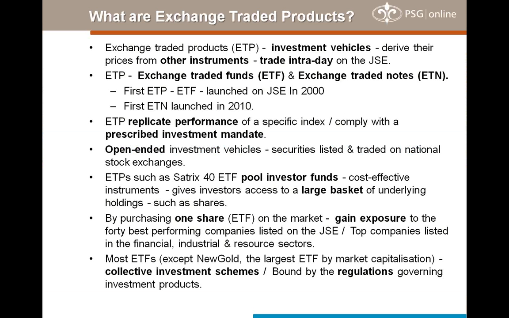As I said just now, exchange traded products can be considered as an umbrella for investment vehicles. It's very similar to your unit trusts in the sense that they derive their prices from other instruments. The big difference between exchange traded products and unit trusts is that the ETP's price is determined intraday. So that also gives you that flexibility.